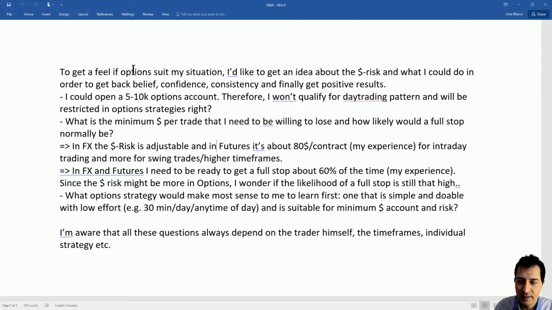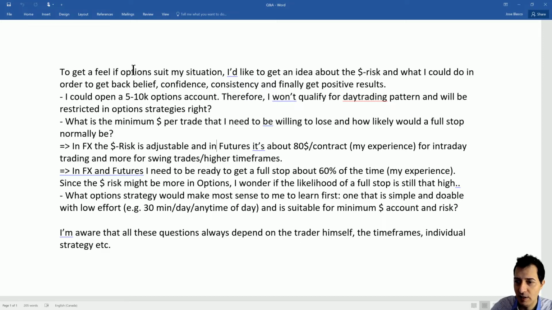In Forex, the dollar risk is adjustable, and in futures, it's about $80 per contract, in my experience, for intraday trading and more for swing trades, higher timeframes. In forex and futures, I need to be ready to get a full stop about 60% of the time, in my experience. Since the dollar risk may be more in options, I wonder if the likelihood of a full stop is still that high. What option strategy would make more sense for me to learn first?